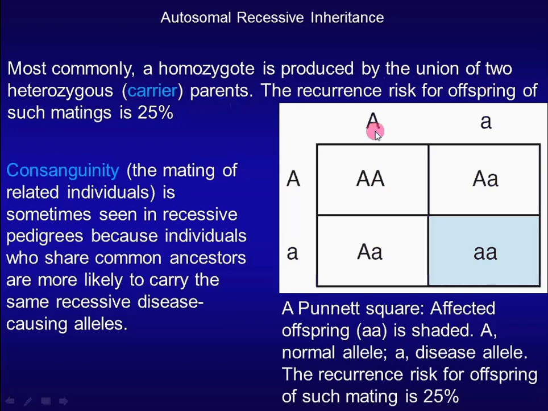Here, capital A represents the normal allele. A lowercase a represents the disease allele. The recurrence risk for offspring to be homozygous for the disease allele is 1 in 4, or 25%. Consanguinity is the mating of related individuals. In MBME exams, consanguinity is often seen in recessive pedigrees.